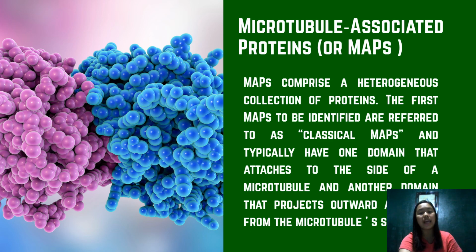So, ang MAPs ay isang collection ng mga protein na may iba't ibang function, pero lahat sila ay connected sa microtubules. Ang isang grupo ay tinatawag na classical MAPs na may dalawang domain. Ang domain 1 na nagbabind sa isang side ng microtubule at ang isa naman ay umi-extend palabas tulad ng isang tail mula sa ibabaw ng microtubule.